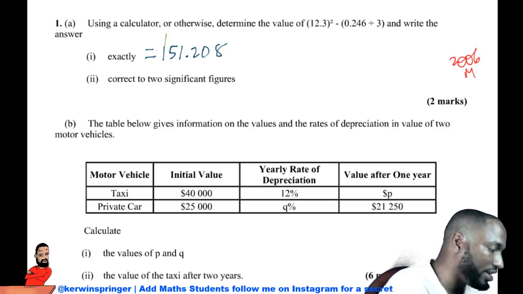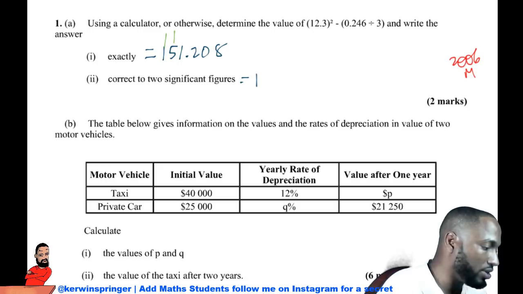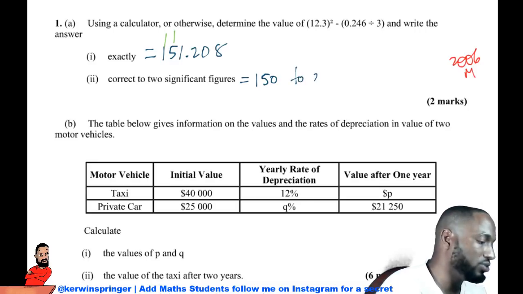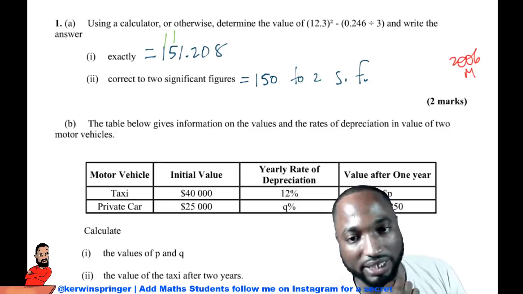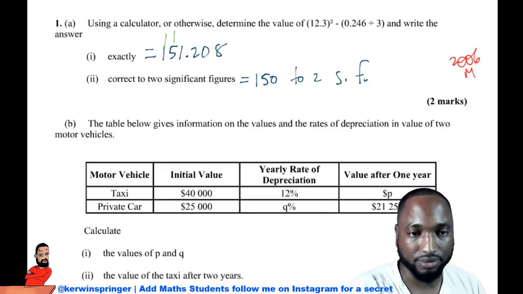So you're looking at this figure. Since this is less than 5, it goes to 0. All the rest goes to 0. So this will be 150. Right? And when you write your answer, you write two significant figures. Spell out the significant figures. I just put SF.